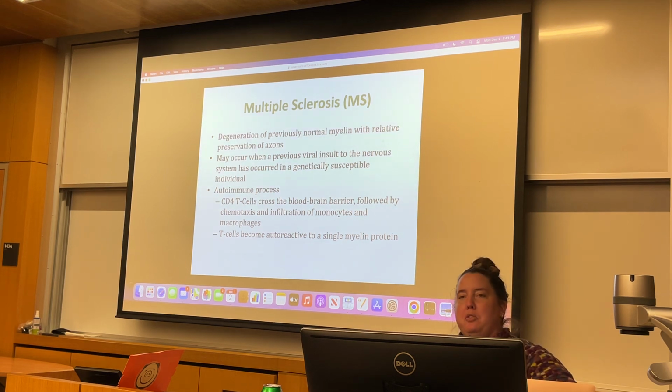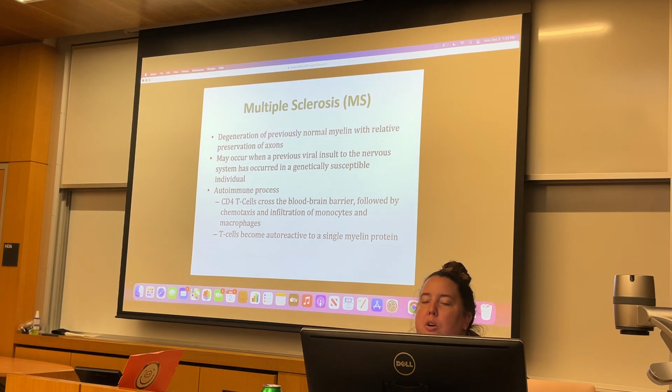All right, multiple sclerosis. Multiple sclerosis is a problem with the myelin sheath on neurons, on the axon. So it's a degeneration of previously normal myelin with relative preservation of the axon itself. Myelin affects the speed at which impulses travel down the axon. So they're going to travel much more slowly without a myelin sheath.